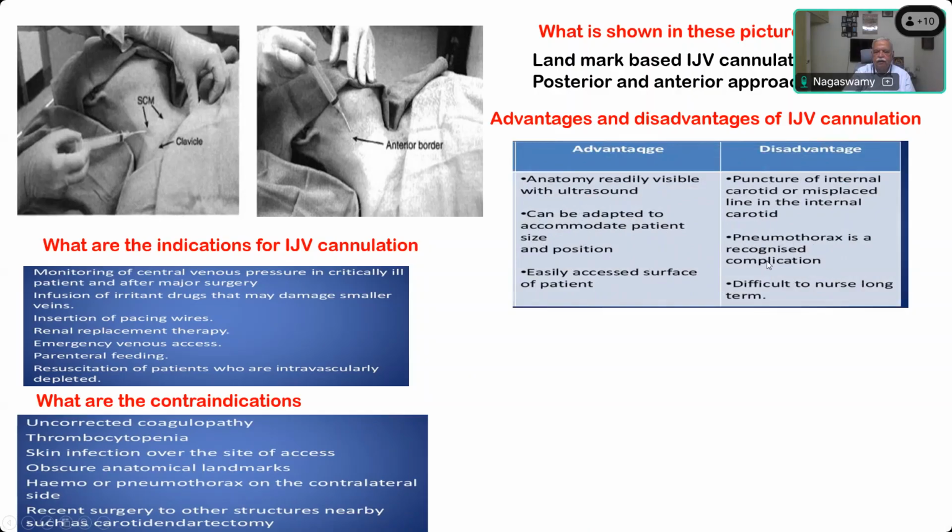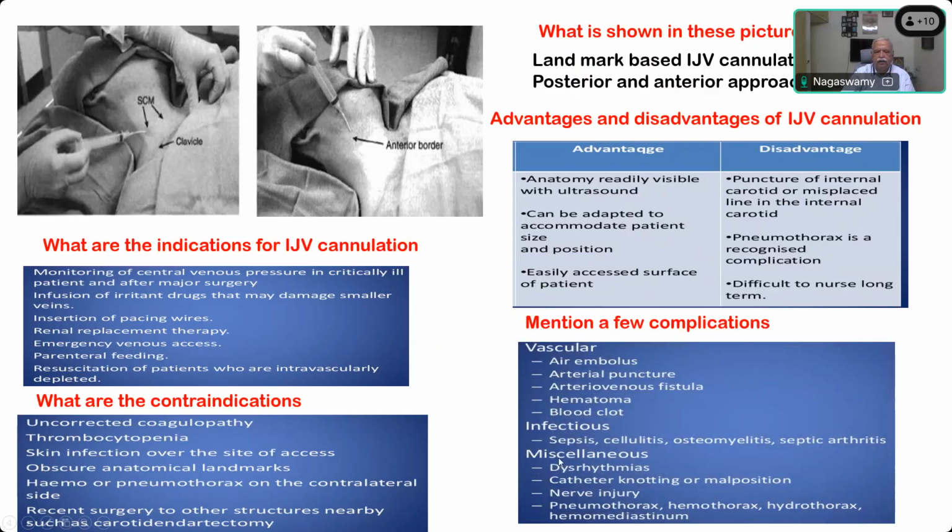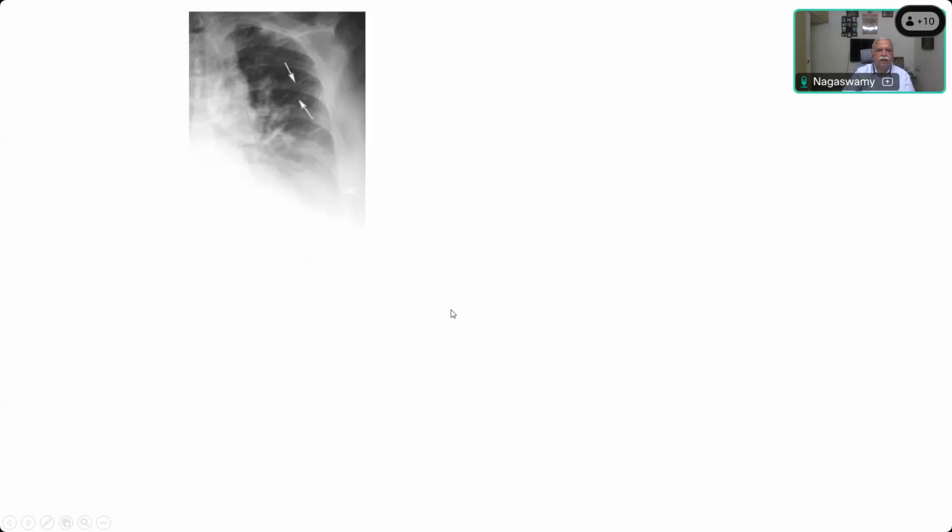Pneumothorax is a recognized complication when you go for the anterior approach. Difficult to nurse long term. Few complications that can be caused by that are vascular, infectious, miscellaneous. Okay. So we will go through all this a little faster.